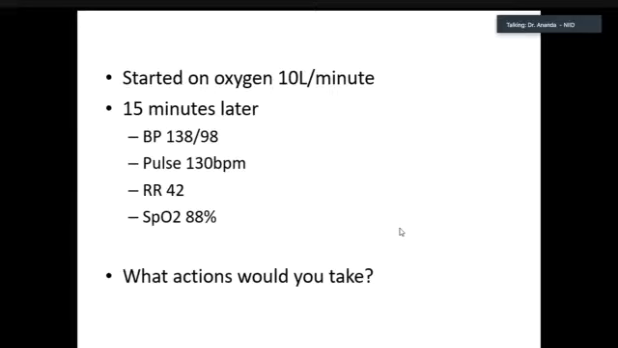15 minutes later, his BP is the same as earlier, 138/98, pulse 130. Respiratory rate is still 42, SpO2 88 on 10 liters of oxygen. Now what can you do?